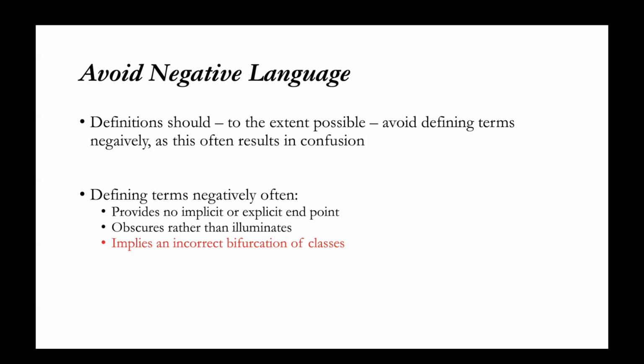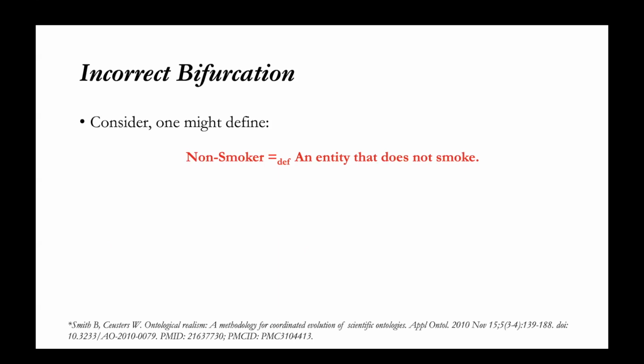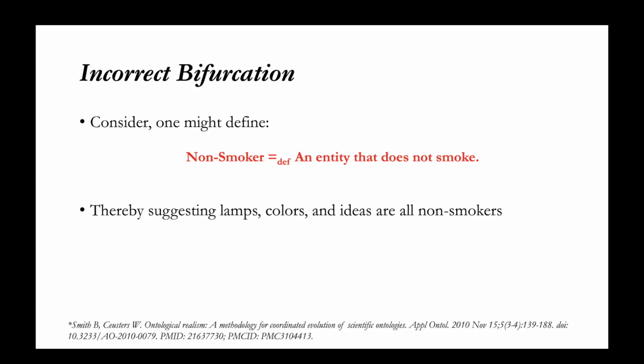We do have a difficult time reasoning with negation. One of the things we do cognitively is try to simplify reasoning with negation by putting in implicit bifurcations, or misunderstanding how negation reads. Let me show you. There was a famous, I think infamous, paper at this point by Gary Merrill, attacking Barry Smith and his use of ontologies and Werner Ceusters. He seemed to suggest in the paper that Barry and Werner were committed to defining things like this: non-smoker, an entity that does not smoke. And a consequence of this would be that things like lamps and colors and ideas are all non-smokers, which is absurd, right?